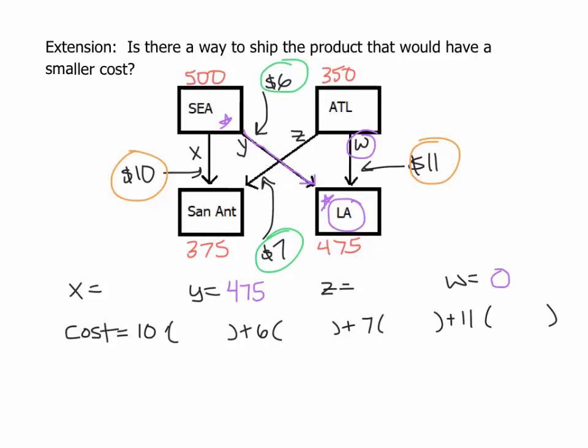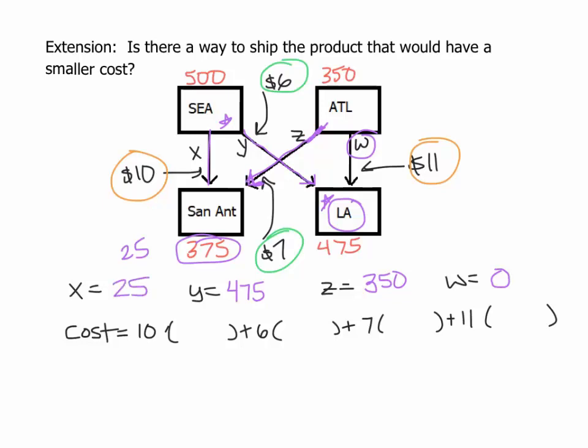Now, if W is 0, then this Atlanta plant has 350 units. None is going to LA, so all of the 350 units has to go to San Antonio. So this means my Z is going to be 350. If Z is 350, that leaves a total of 25 that I can send to the San Antonio plant from Seattle, which works because I only had 25 after I sent 475 to LA. So I have 25 here.